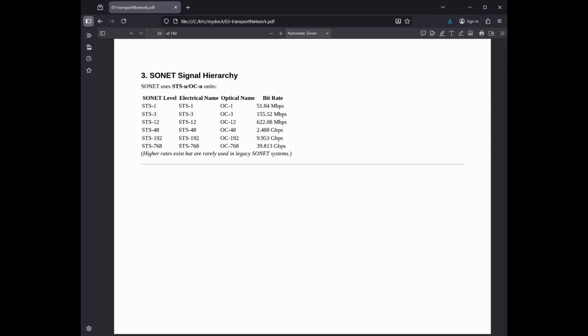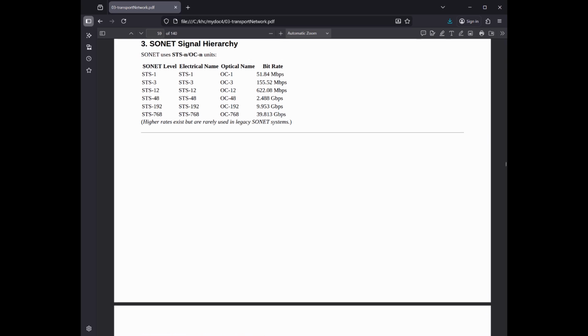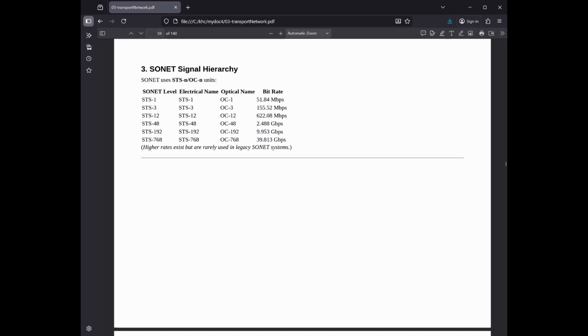STS1 frame structure. The STS1 frame is a 2D grid sent 8,000 times per second. It is significantly smaller than the SDH STM1 frame. Dimensions, 9 rows times 90 columns equals 810 bytes. Duration. Calculated speed.